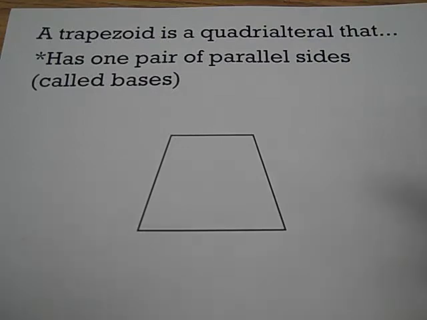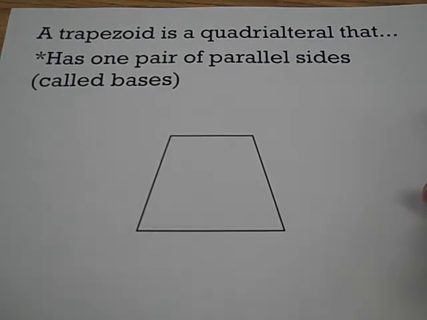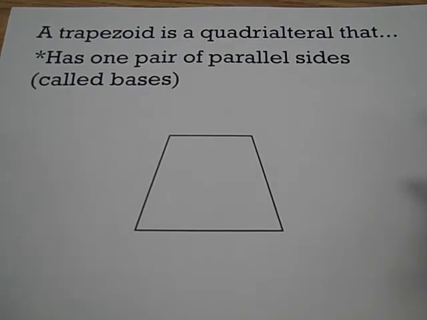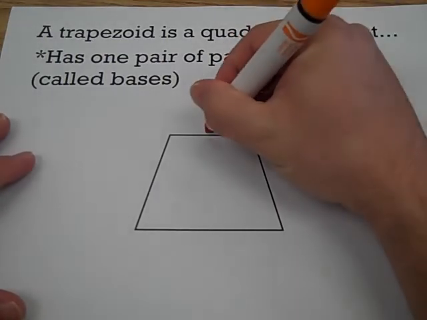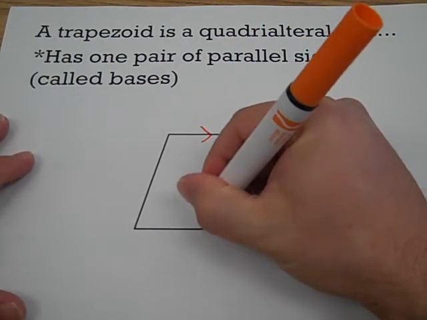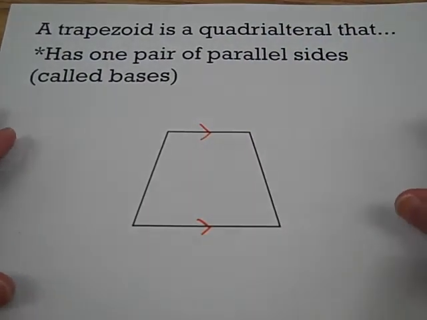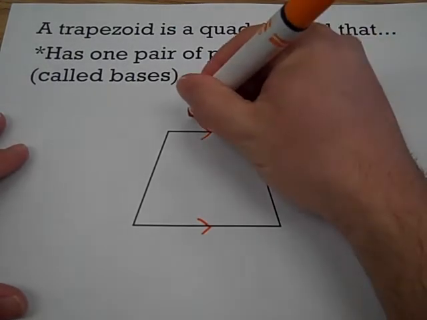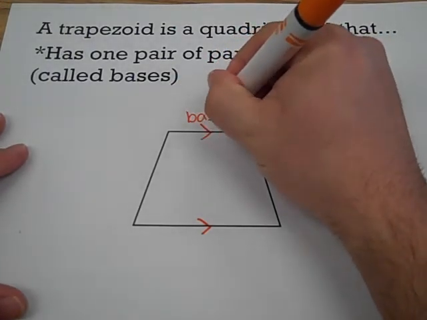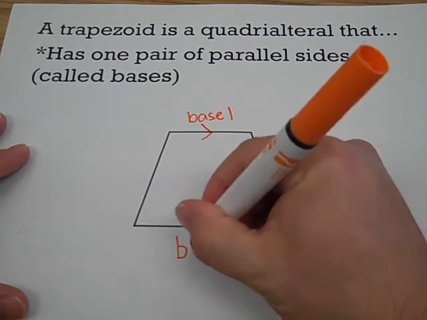So a trapezoid is a quadrilateral that has only one pair of parallel sides. A parallelogram had both pairs of opposite sides parallel. In a trapezoid, sorry, there's only one pair of parallel sides, and that's these two right here. They're called bases, so we can call this base 1 and call this base 2.